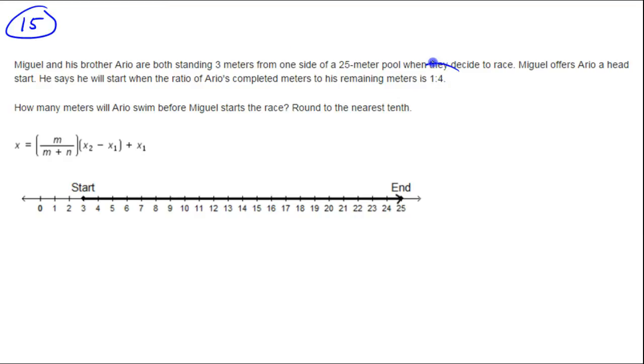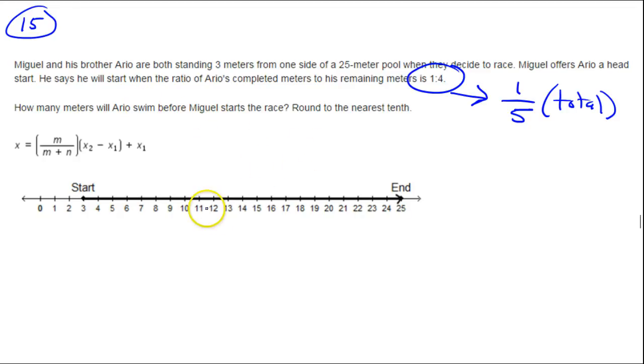So in other words, again, right away, we'll take that ratio and turn it into a fraction. So he's saying when you are 1/5 of the way, 1/5 of the total. I got the 5 by adding those up. So he's going to start when it's a ratio of 1 to 4. That's 1/5 of the way. How many meters will Ario swim before Miguel starts his race? Well, it's going to be 1/5 of whatever the total is.